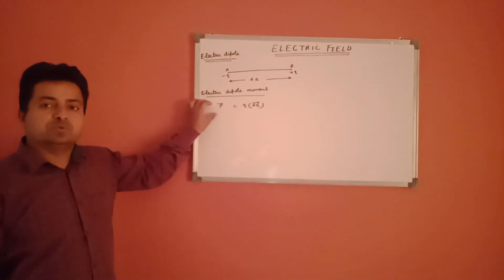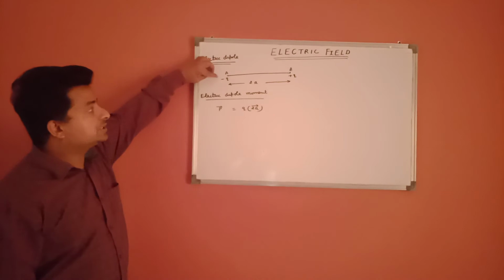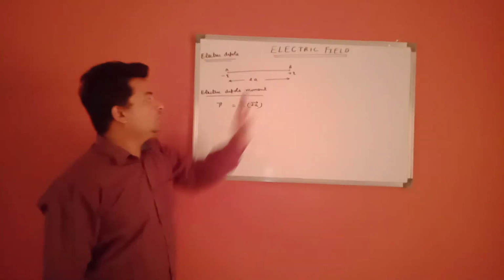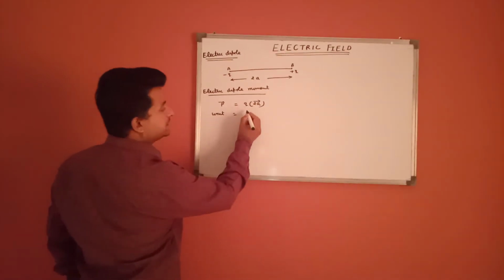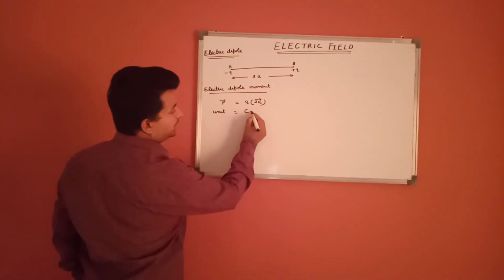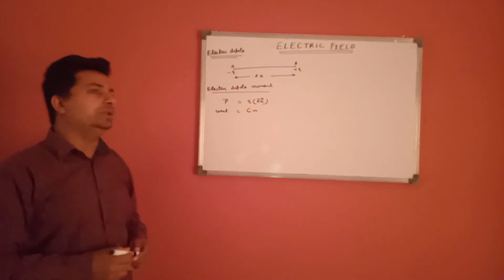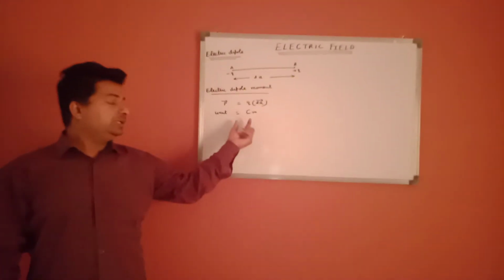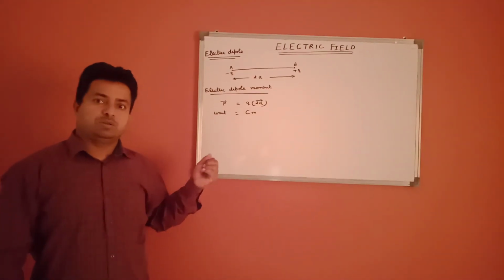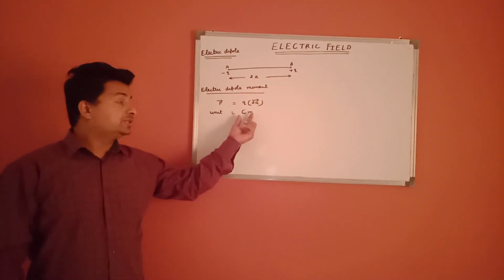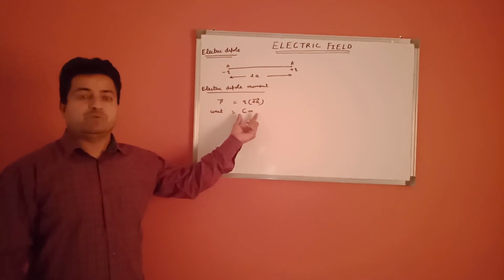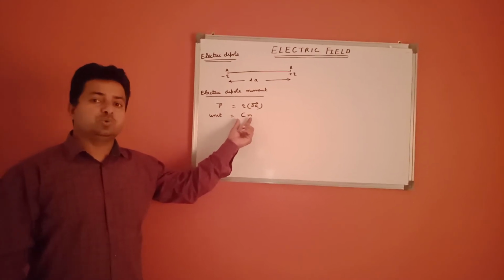It is a vector quantity because its direction is always from minus q to plus q. The SI unit: charge is in coulomb and 2a is in meter, so its unit is coulomb meter. Here C is capital and m is small, because if we take both c and m small, then it is recognized as centimeter, which is a unit of distance. So it is called coulomb meter.